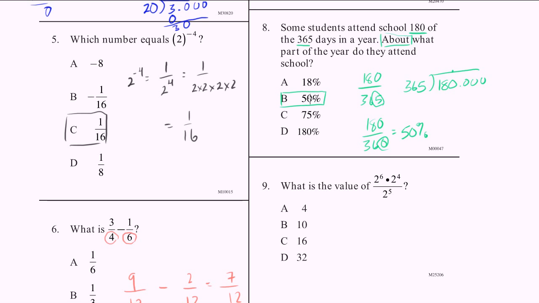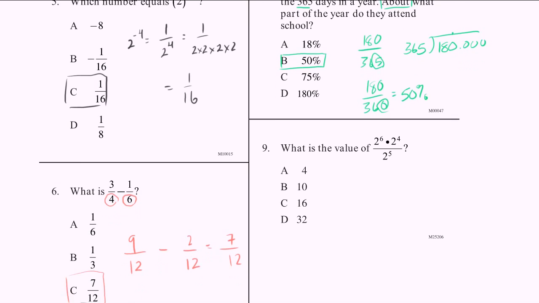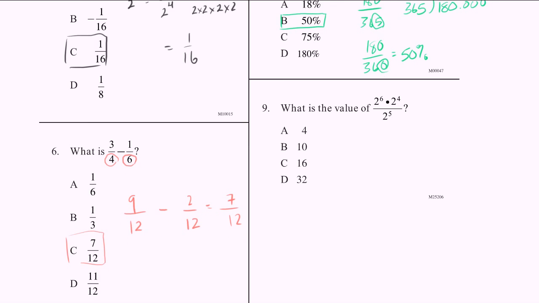And if they had a couple of other choices here, like 49% or 51%, then you would have to work this out in a little more detail. But it's pretty clear that 180 over 365 is pretty close to 50%. It's nowhere near 18% or 75%, so you can feel pretty good about this answer. If 49% were one of the choices, then I would have to do a little more arithmetic with the division. Problem number 9.